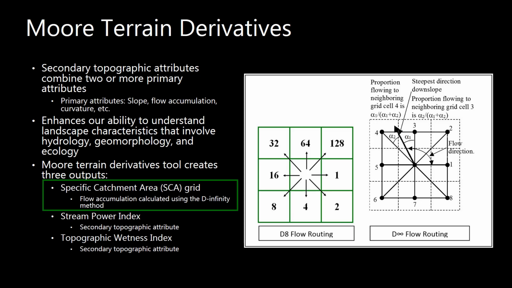So, using the D-infinity method, a specific catchment area grid is generated, which is the contributing area per unit length. In our case, length is the grid cell size of 2 meters.